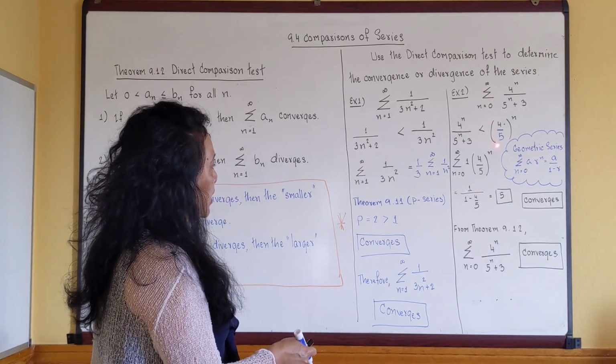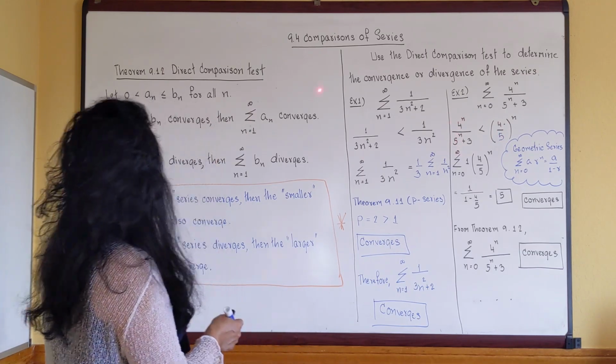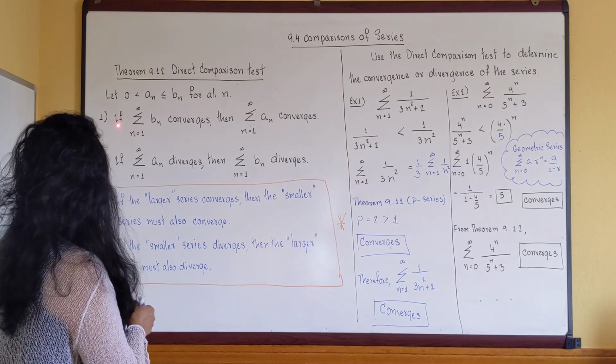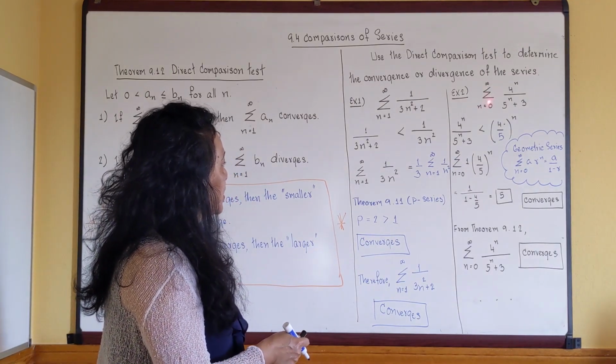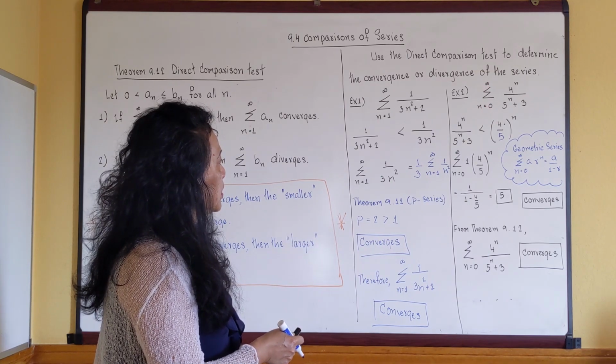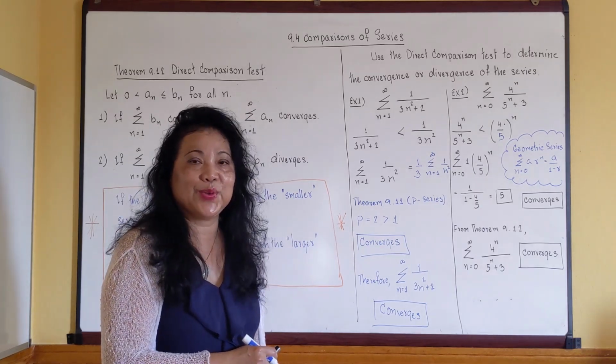So if the bigger series converges, the smaller must converge by theorem 9.12, the first condition. So the sigma n from 0 to infinity of 4 to the n over 5 to the n plus 3 converges.